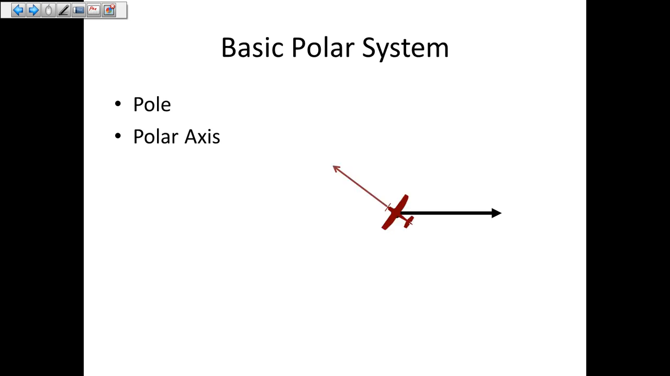Now you should probably think about this like a heading on a plane. If a plane wants to get from one airport to another, generally they take off and they know the direction that they should fly and they know how far they should fly. So that's really the way the polar system works. It involves a distance from the pole and a direction to get to that point, just like flying a plane.